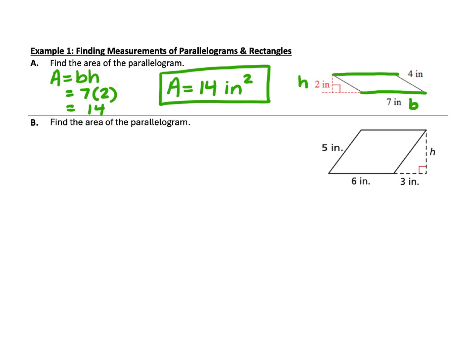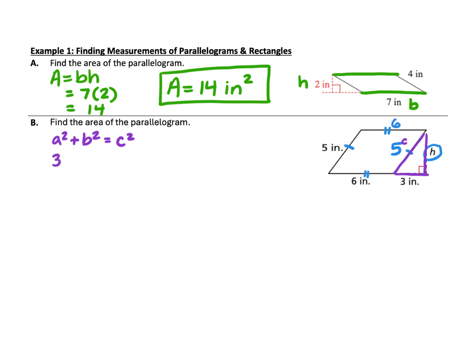For my second parallelogram, I have a little bit of a problem here because I am missing the height. But I can calculate the height if I use some properties of parallelograms. Remember that in a parallelogram, the opposite sides are congruent and parallel. So this side over here is going to be 5. And then this side up here is going to be 6. Well, if we focus in on this right triangle right here, we can go ahead and calculate the height by using the Pythagorean theorem. A squared plus b squared equals c squared, and c is the hypotenuse.